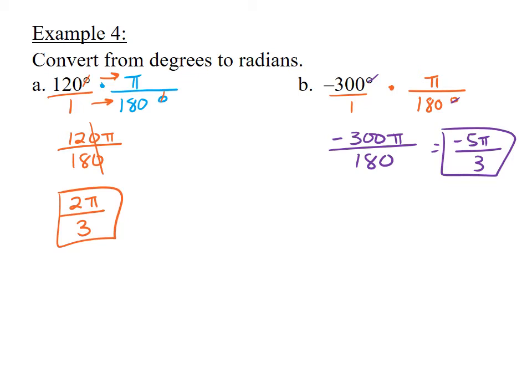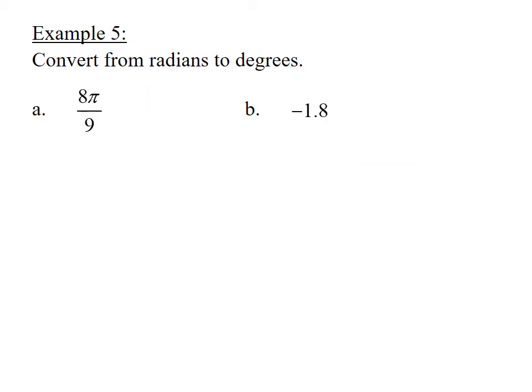Let's work in the opposite direction. Now we want to convert from radians to degrees. So now I don't want pi. So if I don't want pi, I'm going to multiply by something with pi in the bottom and 180 degrees on the top. So the pi's will cancel.